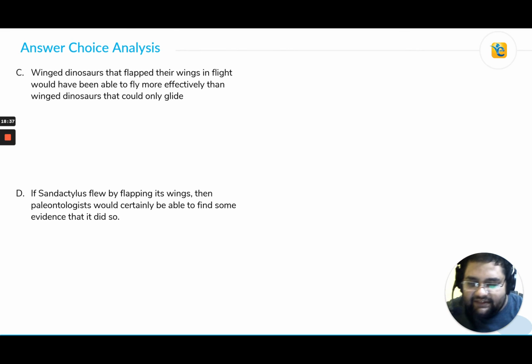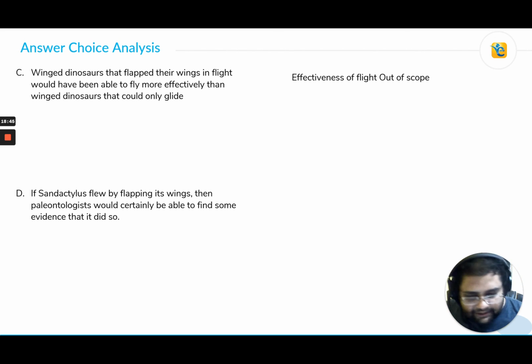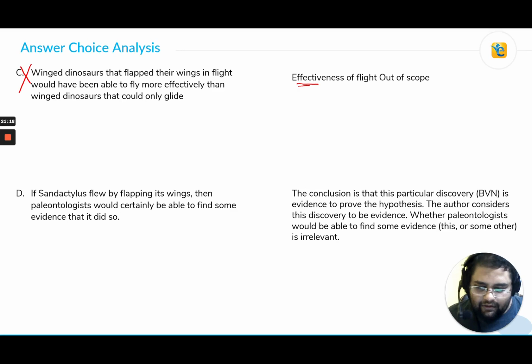Option C says winged dinosaurs that flap their wings in flight would have been able to fly more effectively than winged dinosaurs that could only glide. Effectiveness of flight is out of scope. We do not care. The conclusion is not about which kind of flight is more effective, whether it is flapping of wings or whether it is gliding. As far as Sandactylus is concerned, we don't care. Effectiveness of flight is not what your conclusion is about. Therefore, option C is very easy to reject.